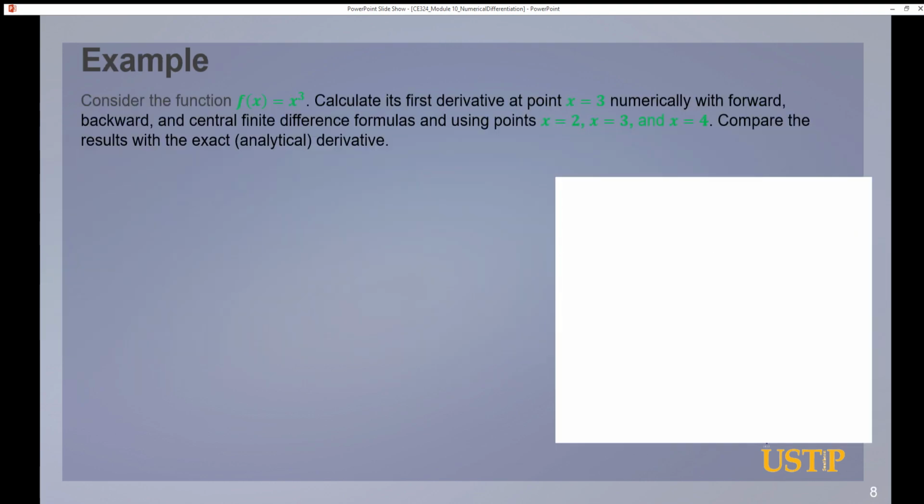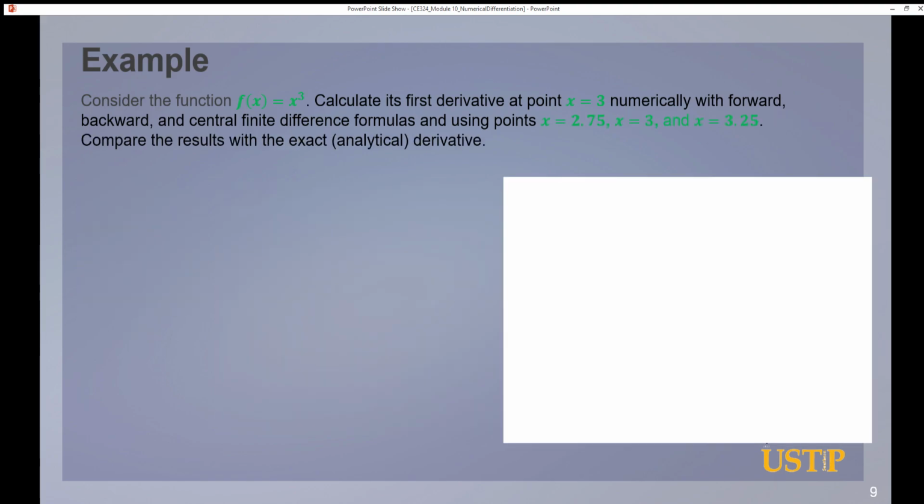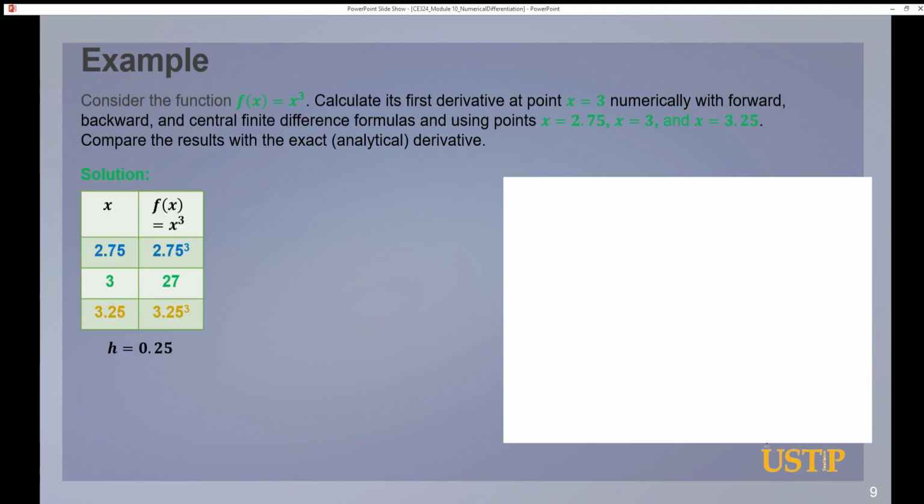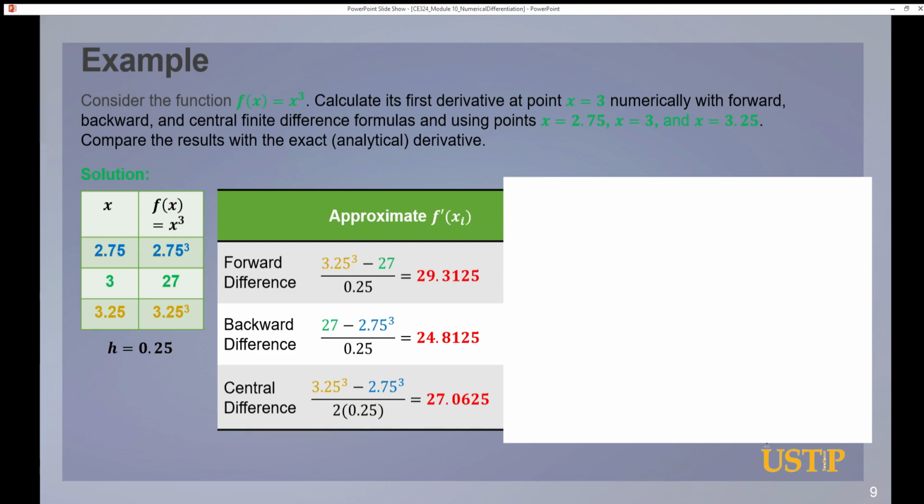Now, let's consider the same problem, but let's use very small increments. We take the points x equal to 2.75, x equal to 3, and x equal to 3.25. It's just x cubed, so it's direct. Our spacing will be 0.25.